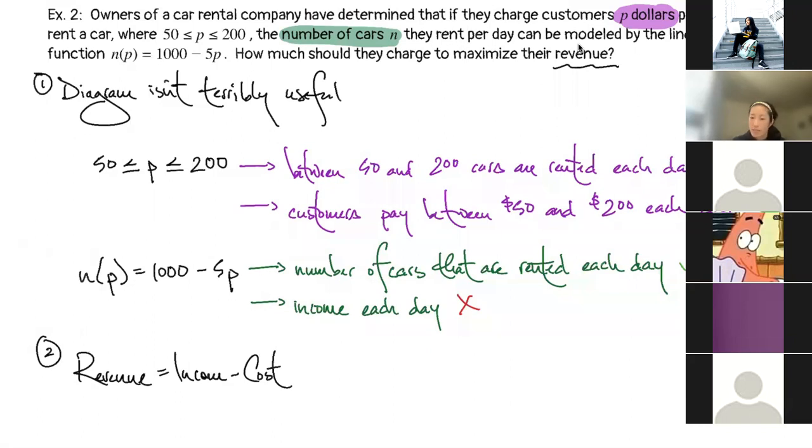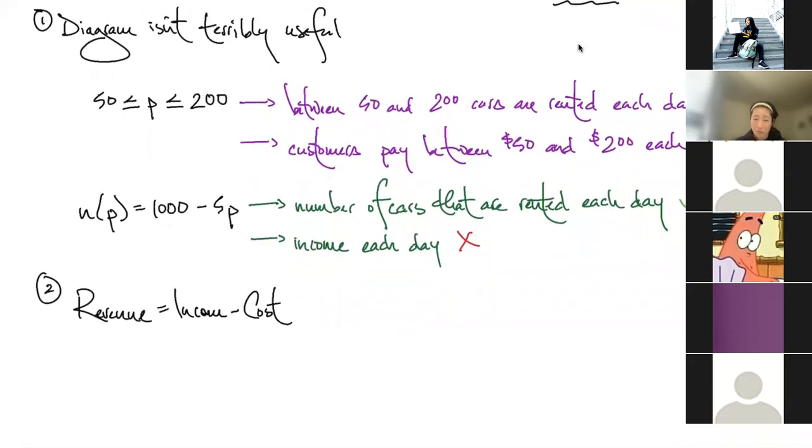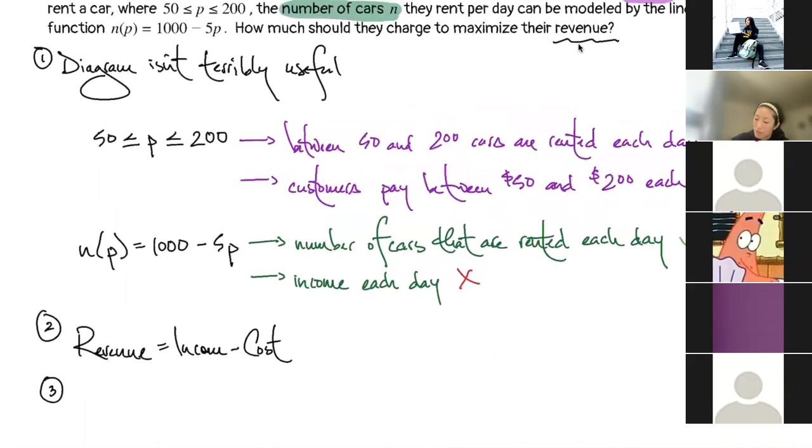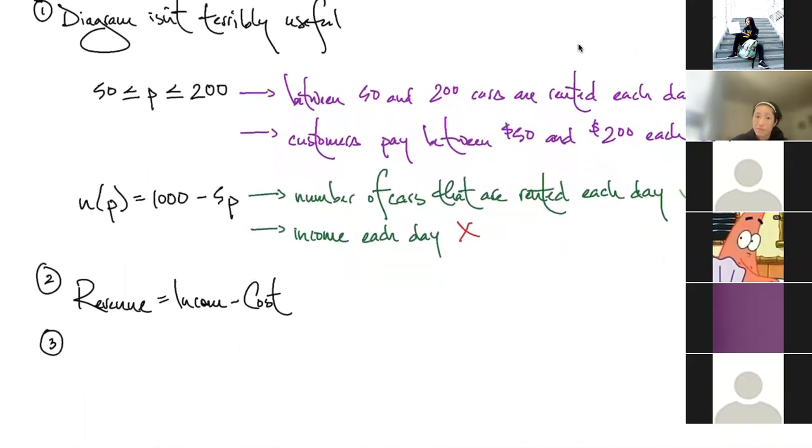Yeah, I can't think of any either. So I think for our brain dump, maybe that's as far as we get for this question. But let's think about what we actually need to do, okay? So this question says maximize revenue, all right?